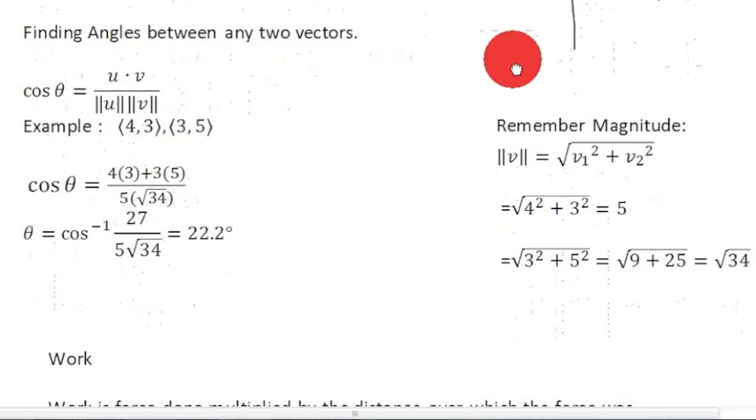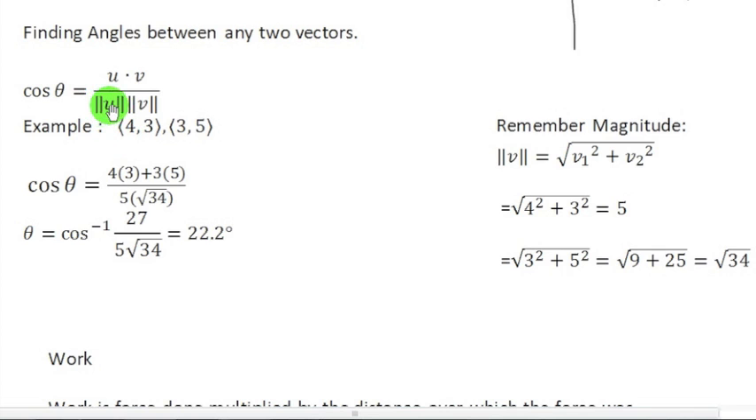Finding the angle between two vectors is done with this formula. The cosine of theta, the angle, is equal to the dot product of u and v over the magnitudes of u and v multiplied. So here we have vectors 4, 3 and 3, 5. We're going to find the angle between the two of them. Now I'm going to need their dot product, that's easy enough, and I'm going to need the magnitudes.